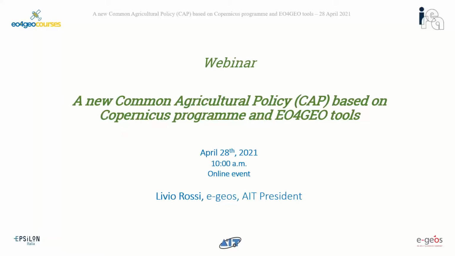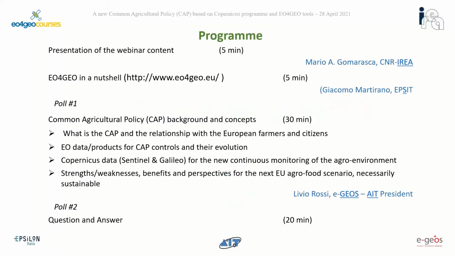The presenter will be Livio Rossi of EGEOS and the president of the Italian Remote Sensing Association. The program is a short presentation of a webinar with a few slides, three or four slides. And then the EO4GEO project will be presented in a nutshell with a video of a few minutes, three, four minutes. And I would like to thank Lisa Bilotti and Giacomo Martirano of Epsilon Italia, who were really important in the organization of this webinar.